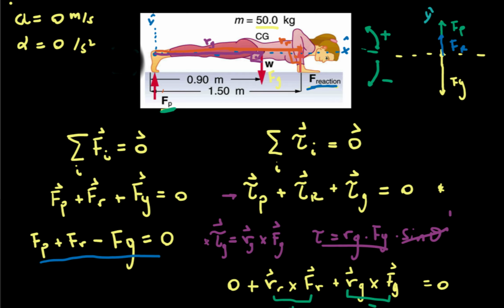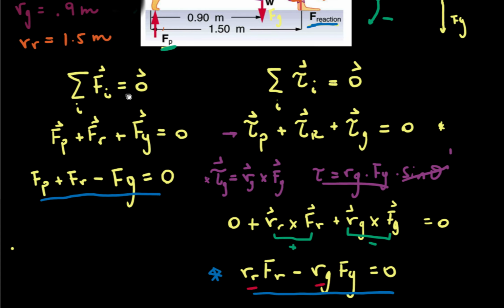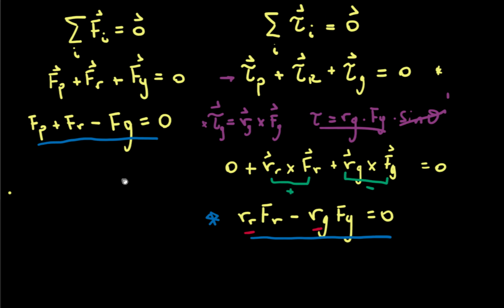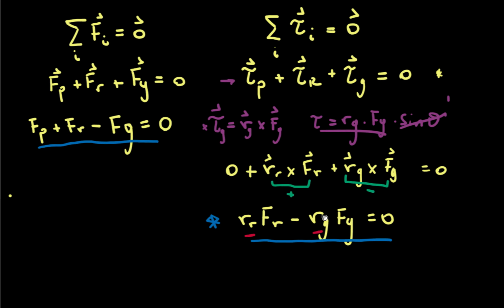So R of G here, if you look at the picture, from here to here is 0.9, and R sub R here is from here to here, and it says in the picture it is 1.5 meters. So both of these we have.